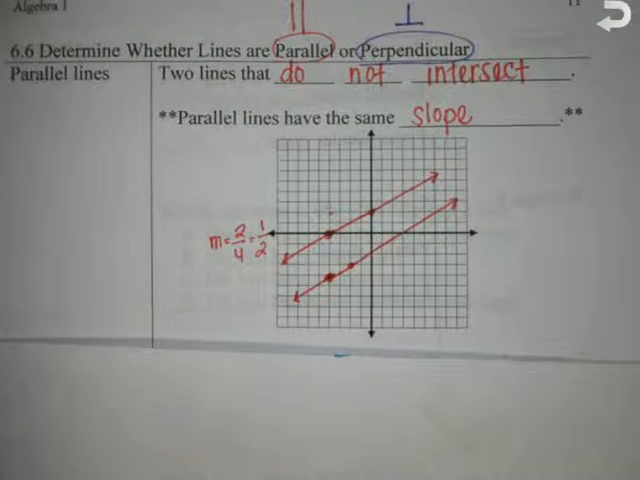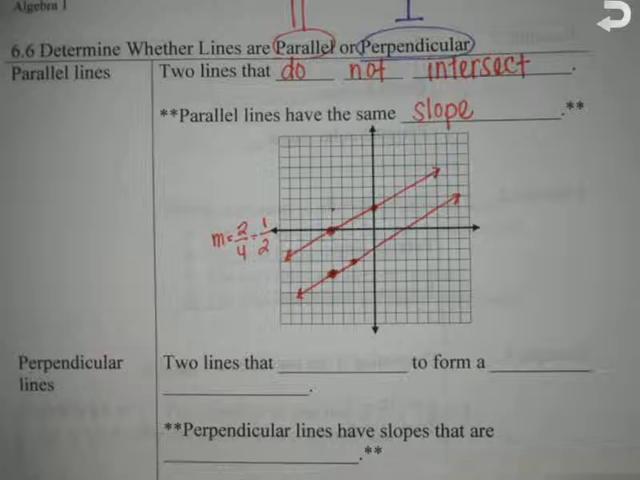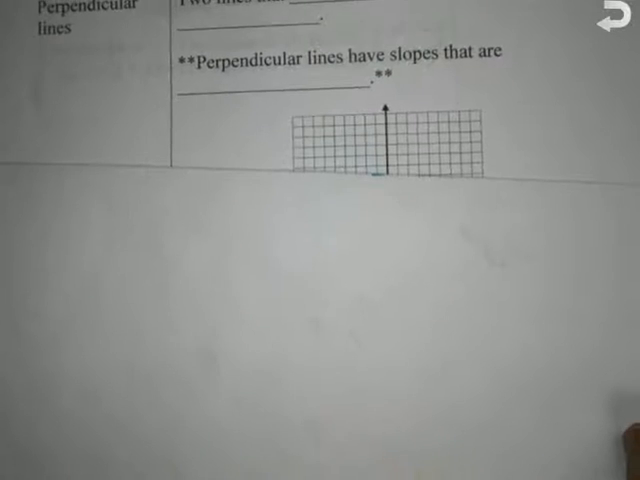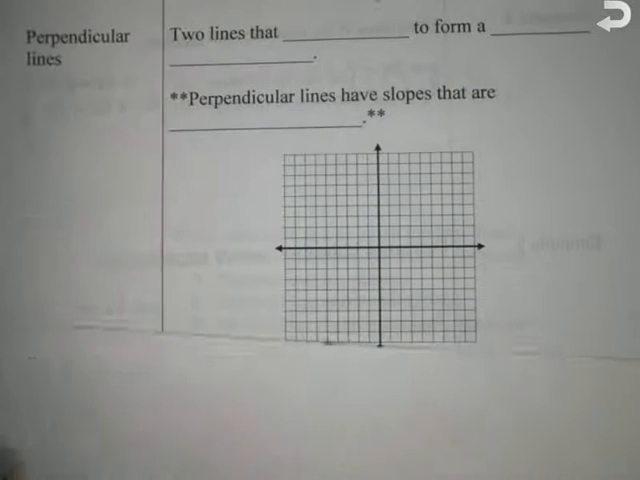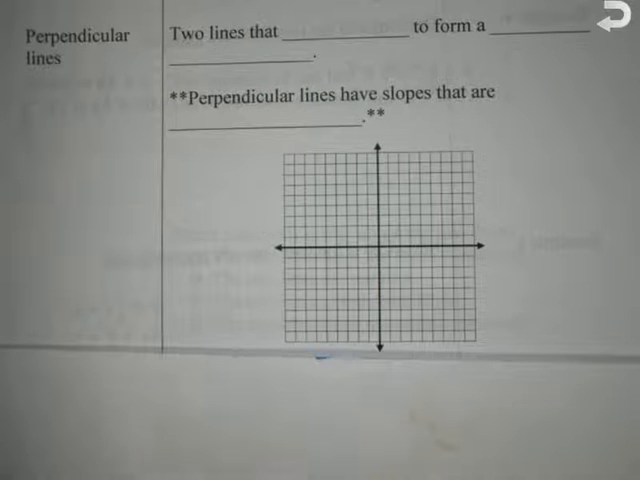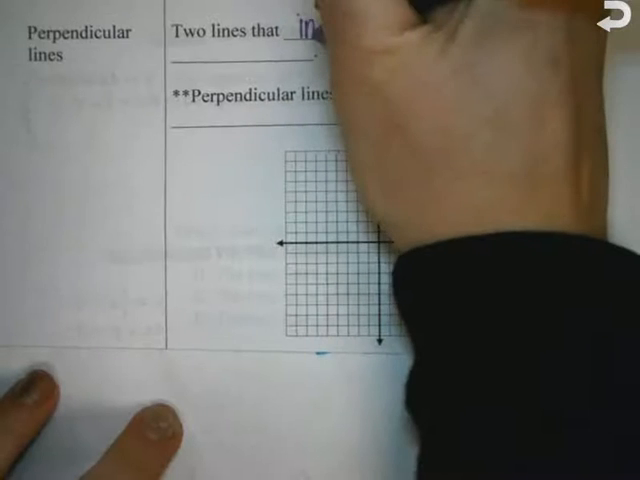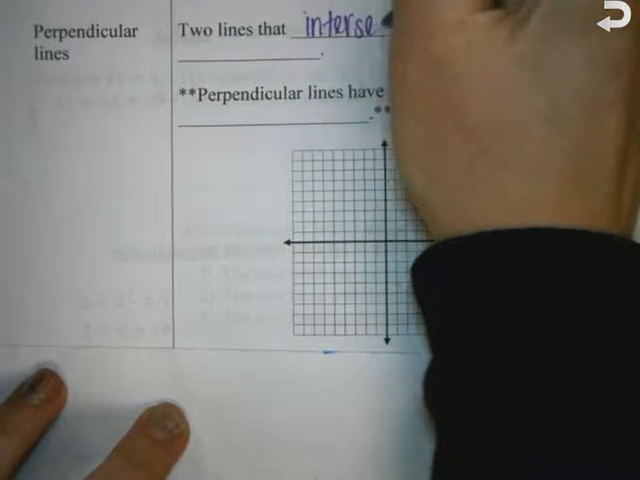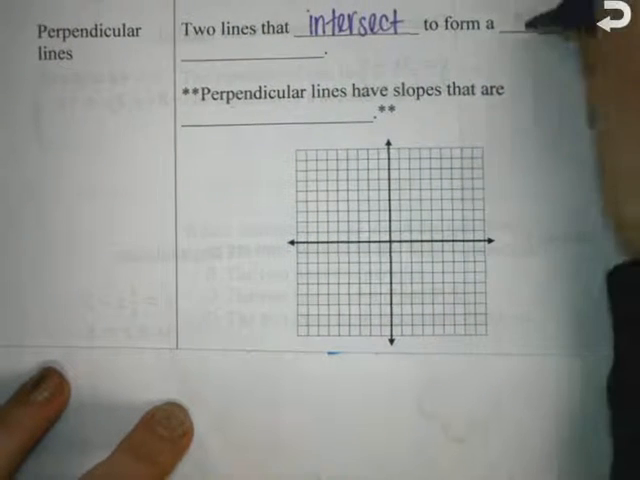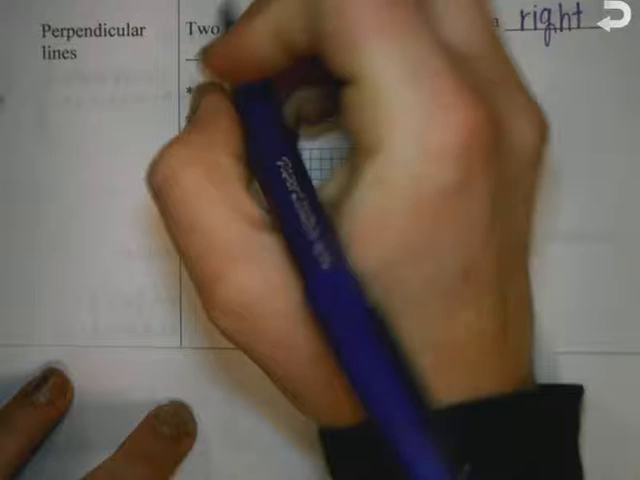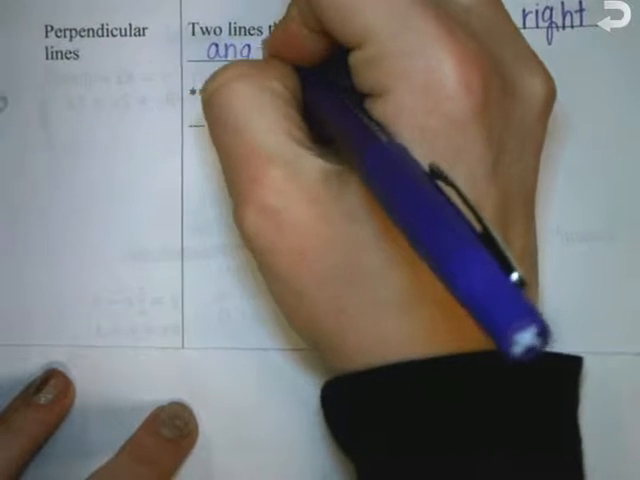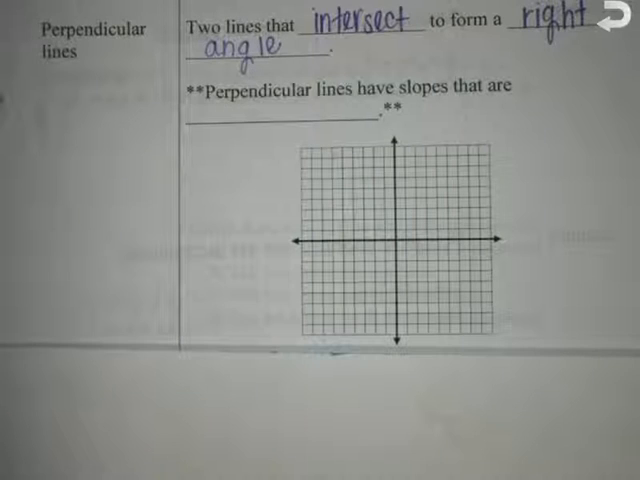So what about perpendicular lines? Perpendicular lines actually do intersect. They are two lines that intersect to form what is called a right angle. A right angle means that the measure of the angle, does anybody remember? 90 degrees. So it's a corner, right? This classroom has 4 corners and they are right angles.